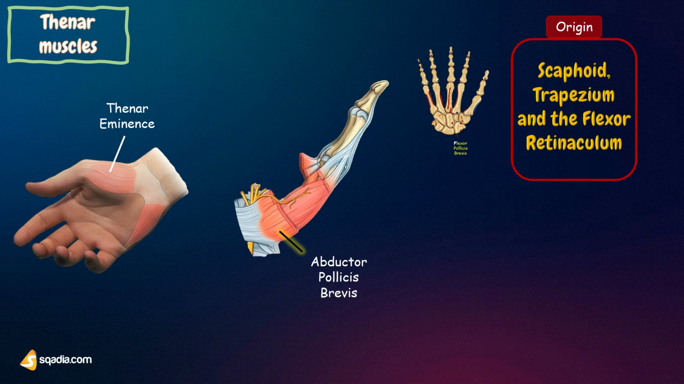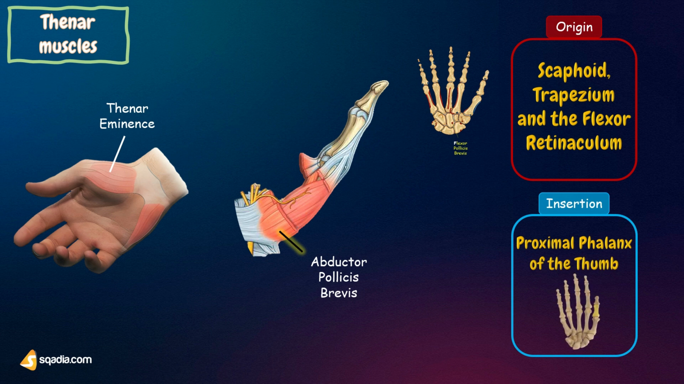The abductor pollicis brevis muscle overlies the opponens pollicis and is proximal to the flexor pollicis brevis muscle. It originates from the tubercles of the scaphoid and trapezium and from the adjacent flexor retinaculum, and inserts into the lateral side of the base of the proximal phalanx of the thumb and into the extensor hood.